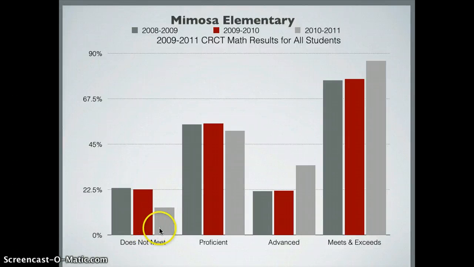And if you go back to does not meet, we have less students who are achieving in the does not meet category. So here you can see where that improvement has gone. Meets and exceeds, we have increased that over the years. So it seems to me that we are increasing and decreasing in the right areas, because we definitely want to see this does not meet category continue to decrease as the years go on.